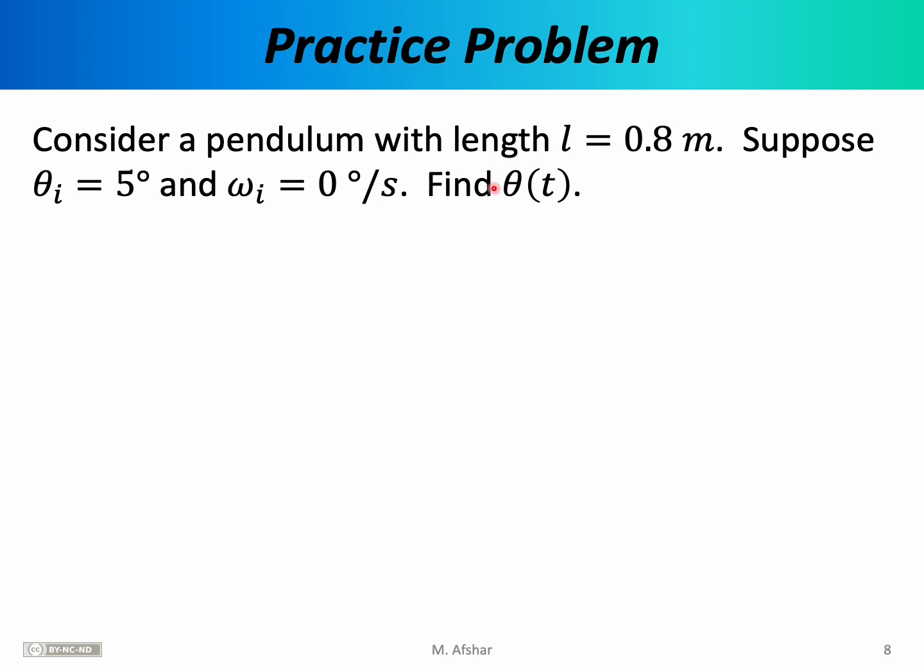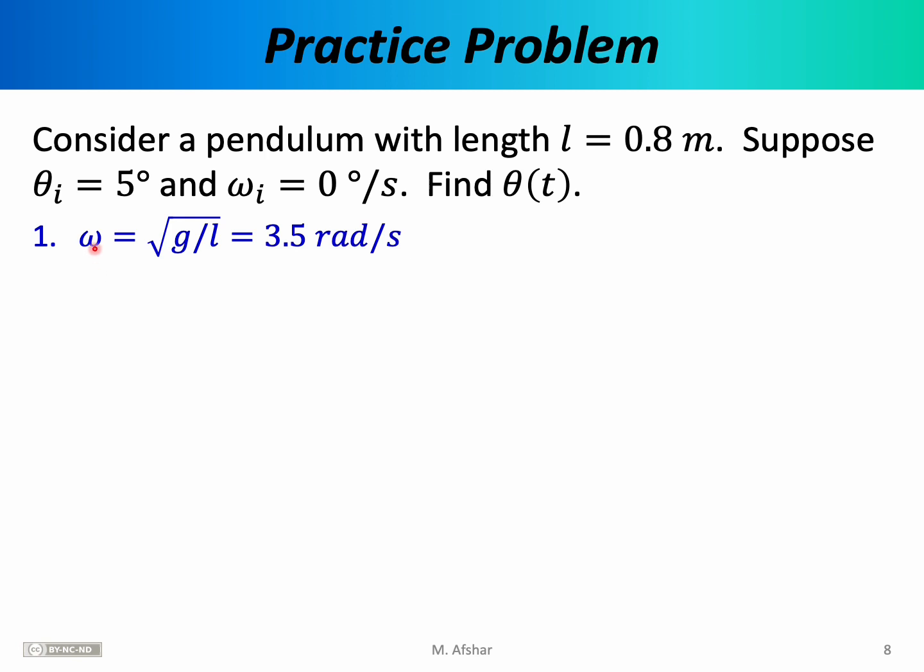Our goal is to find an expression for the angular position of the pendulum as a function of time. To find the solution, we're essentially going to follow the same 6-step procedure that we followed when we were talking about the mass spring system. To begin with, we'll figure out the angular frequency, omega. That's easy to solve.